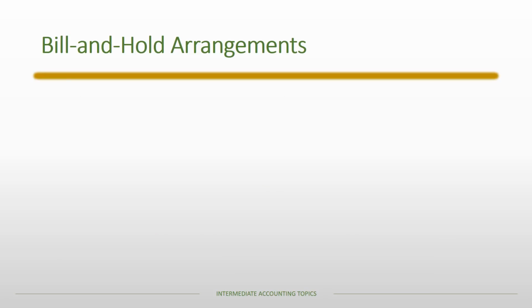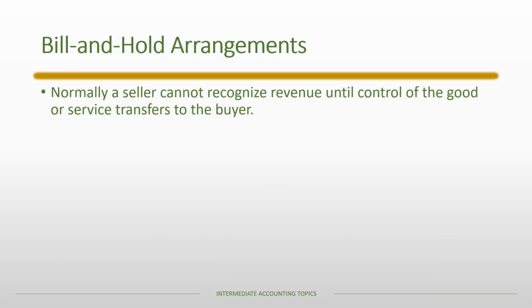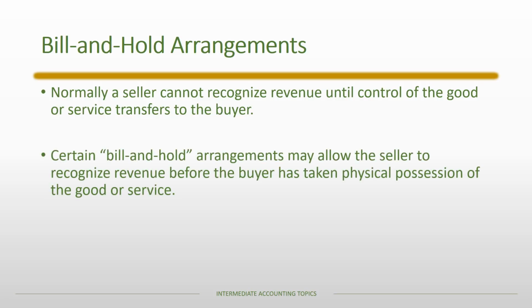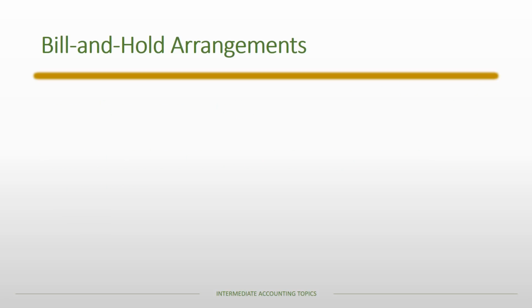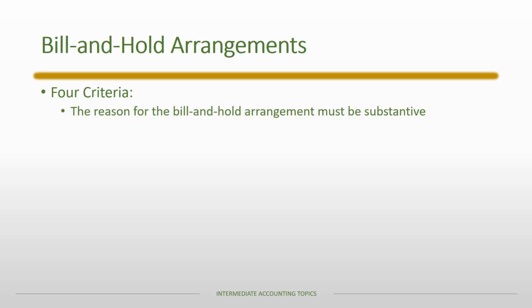Bill and hold arrangements. Normally, a seller cannot recognize revenue until control of the good or service transfers to the buyer. In certain situations, bill and hold arrangements can be made where the seller can recognize revenue before the buyer has taken physical possession of the good or service. There are 4 criteria before the bill and hold arrangement would allow for revenue to be recognized before the buyer takes physical possession. First of all, there needs to be an economic reason for the bill and hold arrangement, or some real reason. A lot of times this might be a physical space issue.